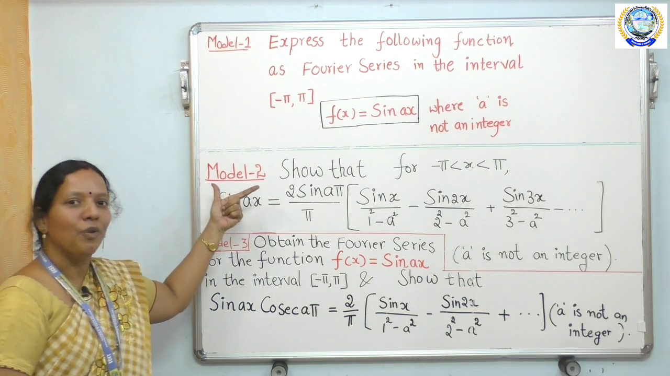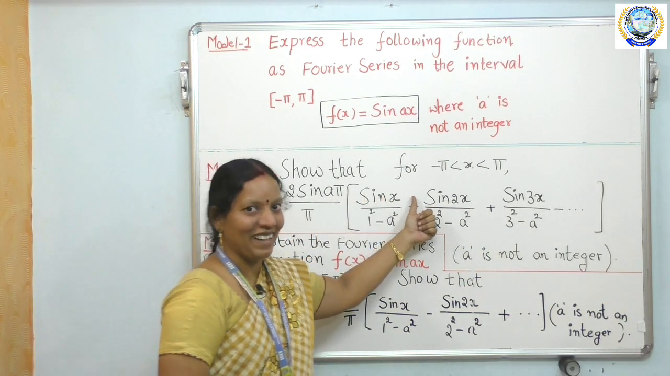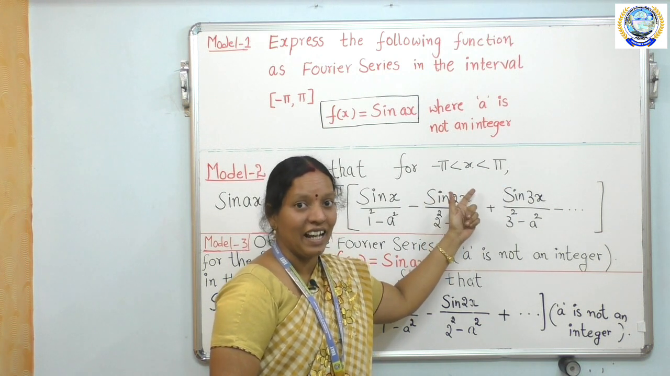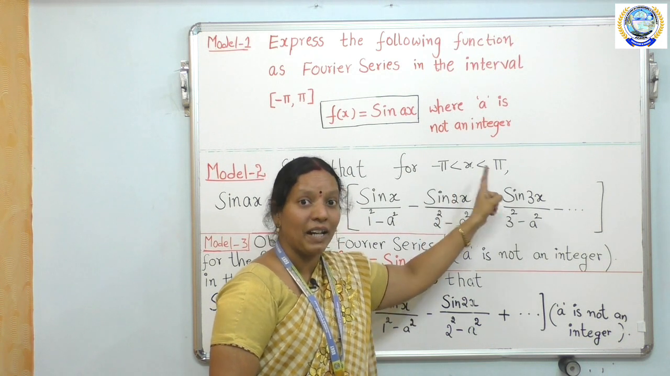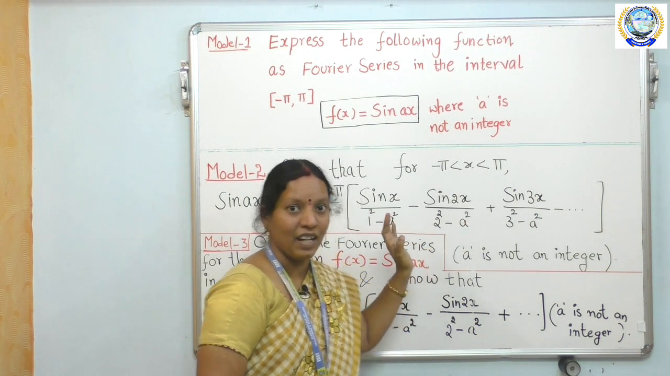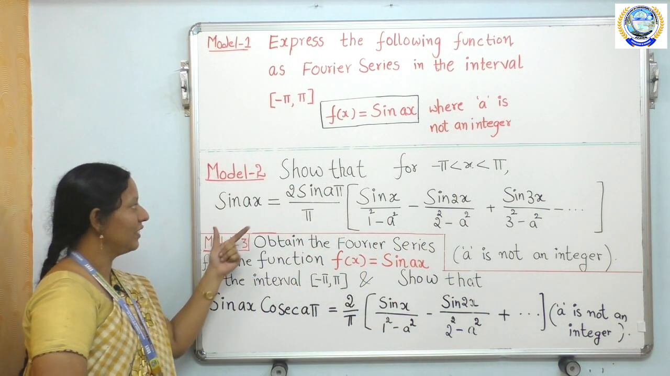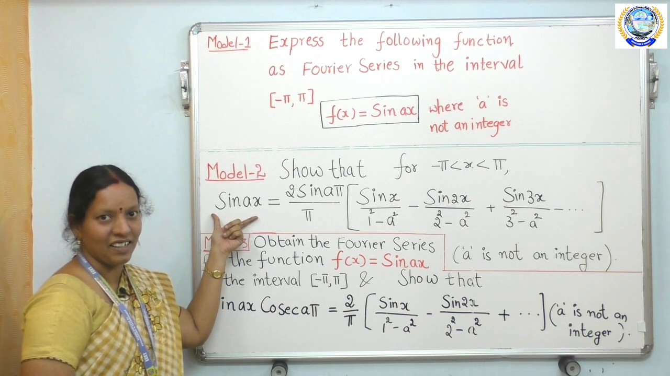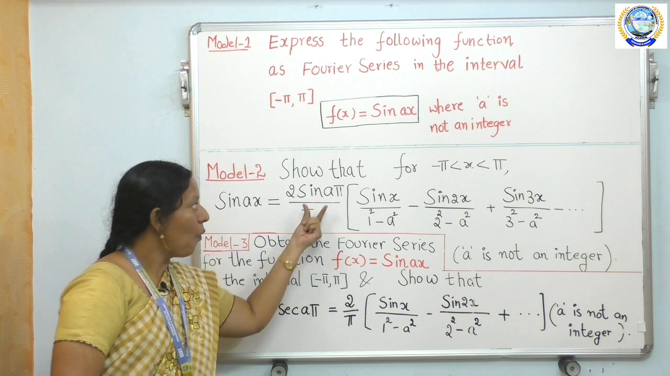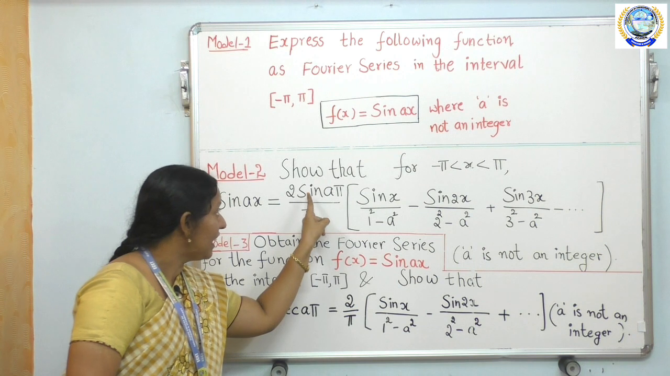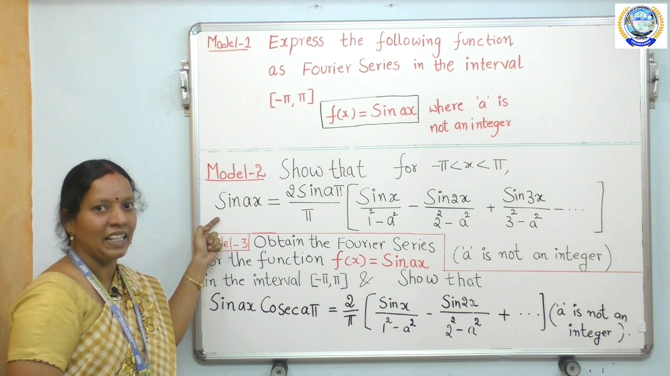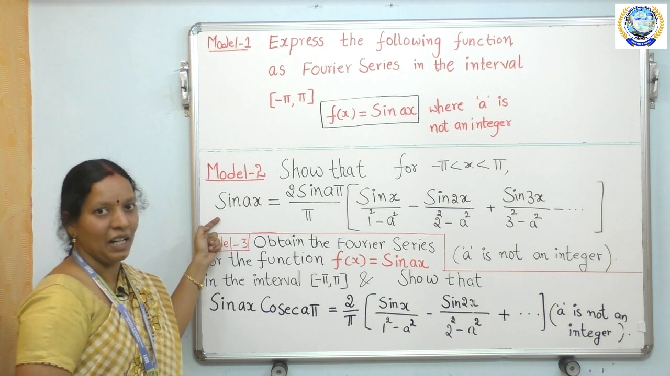In model 2, what are the intervals? Yes, here also −π and +π. That means the interval is given indirectly. x lies between −π and +π. That means our interval −π to +π is given. And what is your function f(x)? Yes, clearly sin ax. So the function is also given indirectly. Now see. What happens if this sin aπ comes to this side? Yes, 1/sin aπ, nothing but cosec aπ.